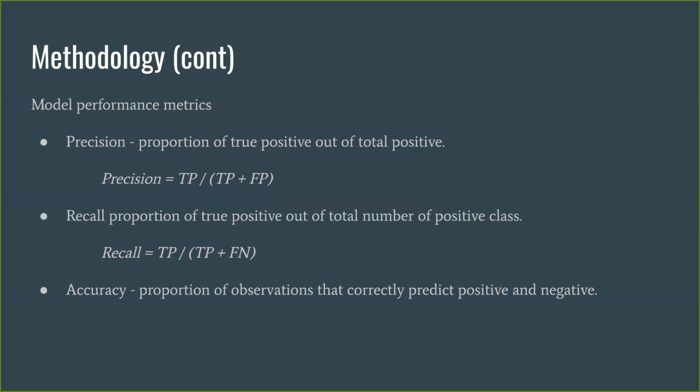For our model performance metrics, we have used three performance metrics to determine the stability of the model, which are the precision, recall, and accuracy. The precision is the proportion of true positives out of total predicted positives. Recall is the proportion of true positives out of the actual number of positives, and accuracy is just the proportion of observations that are correctly predicted. My teammate will present the results.